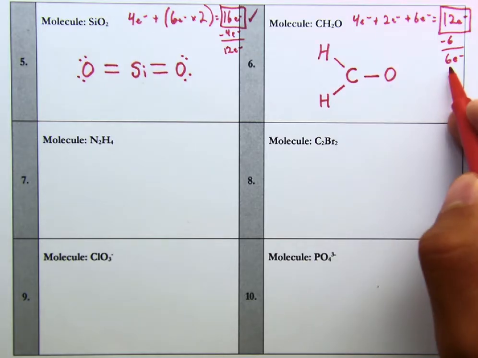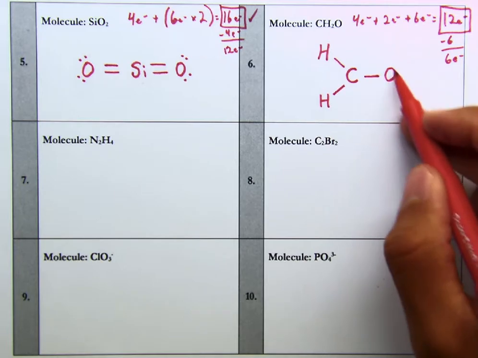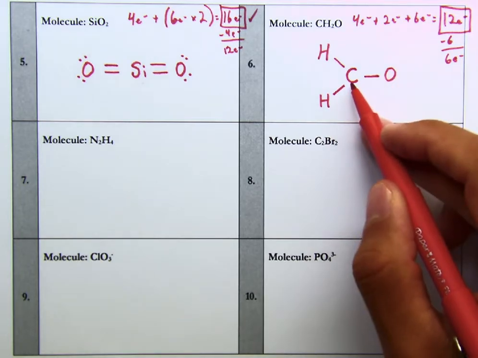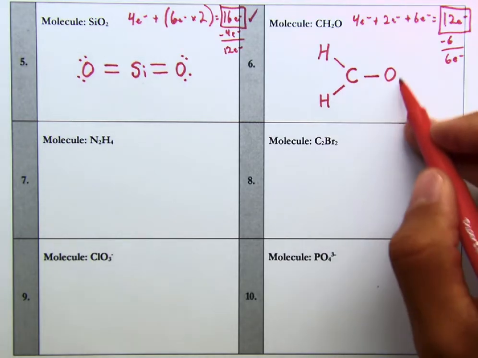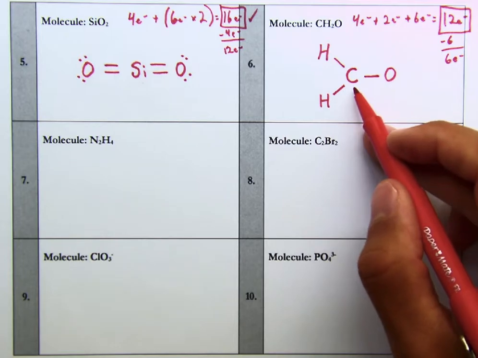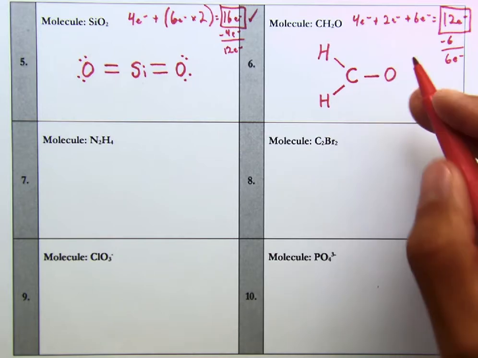Now, if we have 6 here, you could put 2, 4, 6 on this oxygen, and that gives it 8, but the carbon would not have 8. Right? If I put the 6 remaining on oxygen, it would give oxygen 8, but carbon would still not have 8. The only way to make this work is to have a double bond between these two.